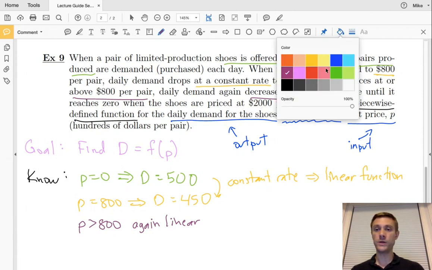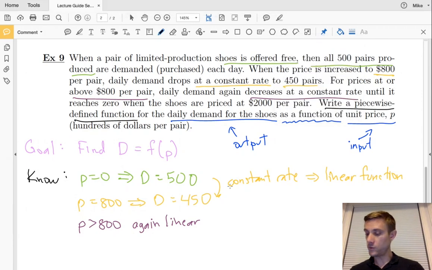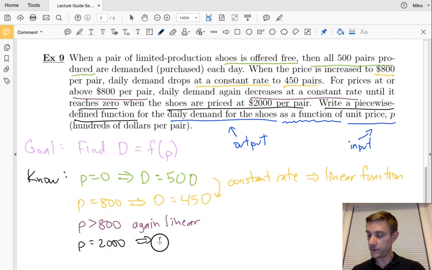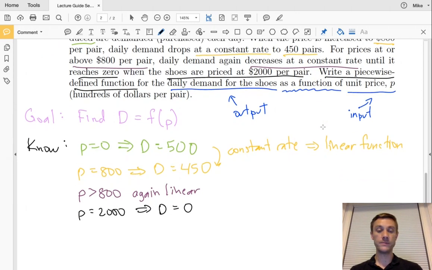So let's see if we can get one more color. Maybe we'll go back to black for this. So the last bit says when the shoes are priced at 2,000, then demand reaches 0. So P equals $2,000 gets paired with, so it finally gets so expensive that nobody wants to buy it, is what it looks like. And then we've run out of information and we're back to the original goal, which is to write a piecewise-defined function for this.